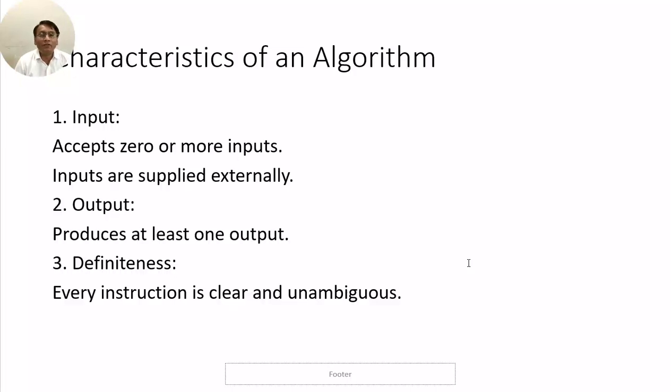These are the characteristics of an algorithm. Number one, input. Any algorithm accepts zero or more inputs. Inputs are supplied externally. Characteristic two, output. The algorithm must produce at least one output. The third characteristic is definiteness, in which every instruction is clear and unambiguous.